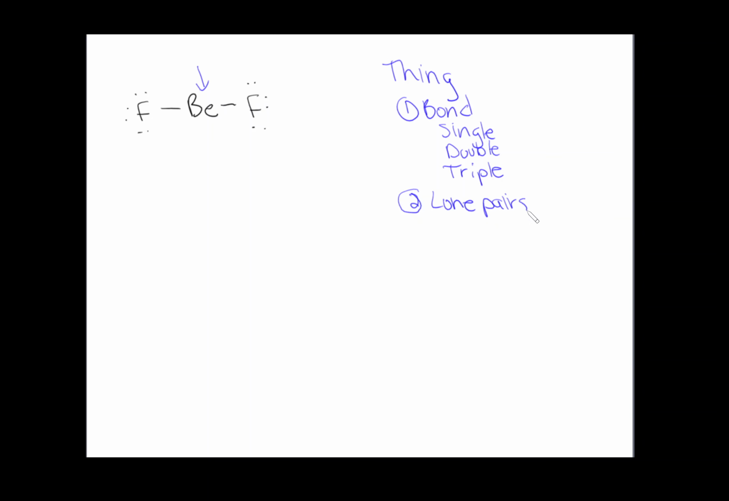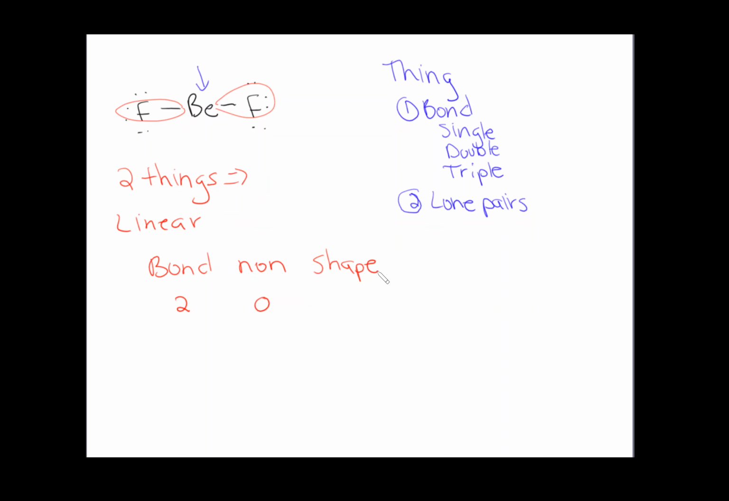All right, so when I said how many things are around beryllium, there's one, and there's one. Now these lone pairs belong to fluorine, and I'm talking about beryllium. So there are 2 things around it. So what family is 2 things? That is family linear. And there are 2 bonds and no lone pairs or no non-bonding. So what is the shape? The shape is also linear.